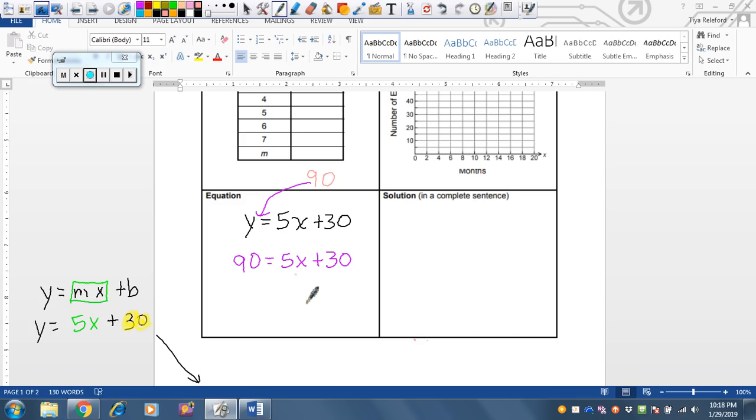Now you're going to solve it like a regular 7th grade equation, which actually we haven't done yet. So your first step is to subtract 30. These cancel out and you're left with 5x. On this side, 90 minus 30 is 60. And you know how to solve an equation that looks like this. You're going to divide both sides by 5.